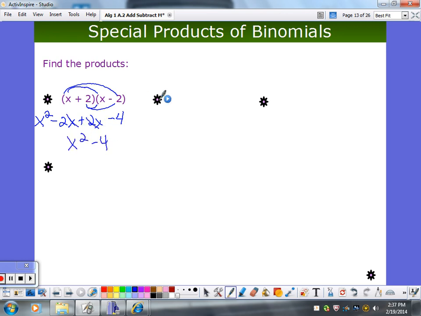All right. Let's try another one. So I'm going to use FOIL here. X times x. X squared. X times negative 6. 6 times x. And 6 times negative 6. Yeah, what's happening here? Cancels out. They're gone. Oh, wait a second.